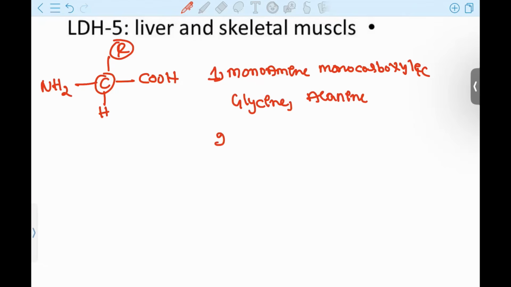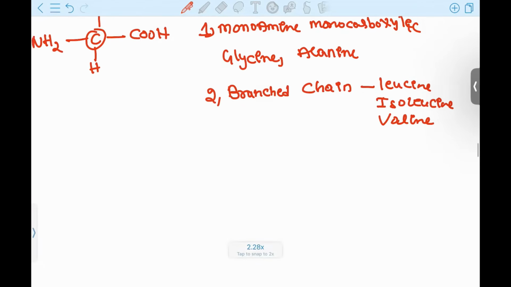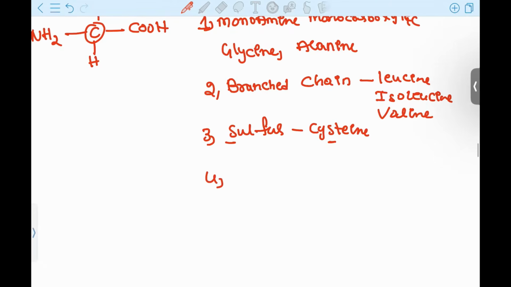The second one, the branched chains. We already discussed this in the disease. What are the branched chain types, guys? That is your leucine, isoleucine, and valine. So these are the three branched chain types. And some of the groups will be contained, for example, a sulfur group is present. That is your cysteine. How can you remember? S for sulfur, S in the name, cysteine. Next, the fourth one is the hydroxyl group.